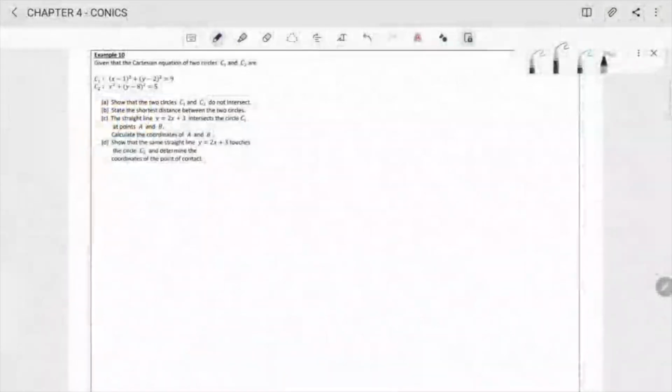Next, example 10. I think you need to really pay attention to this question. It's going to be very long. First, given the equations of the circles C1 and C2 in standard form, but later we'll convert them to general form. Part A: show that the two circles do not intersect. So we are going to show b squared minus 4ac is less than 0. That's our aim. So we are going to answer A first.